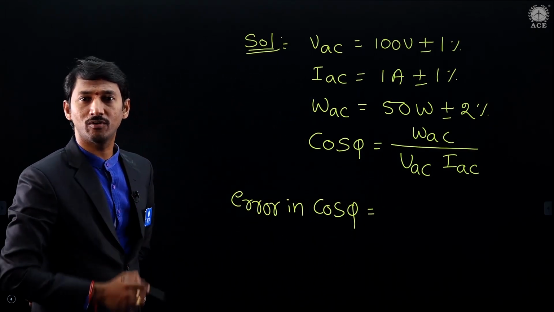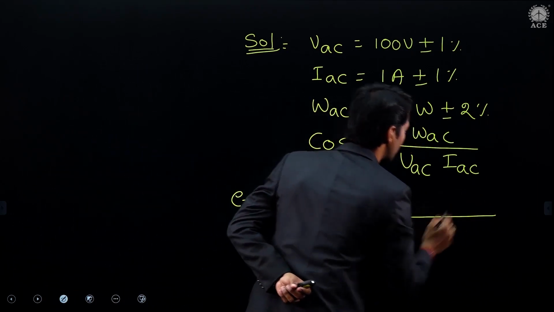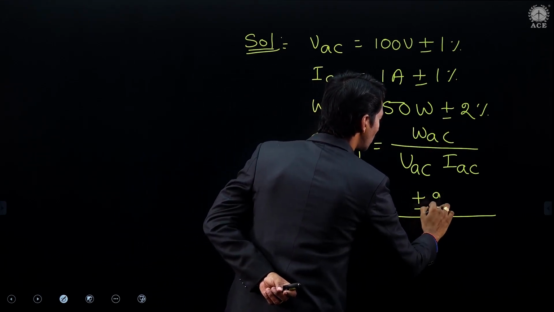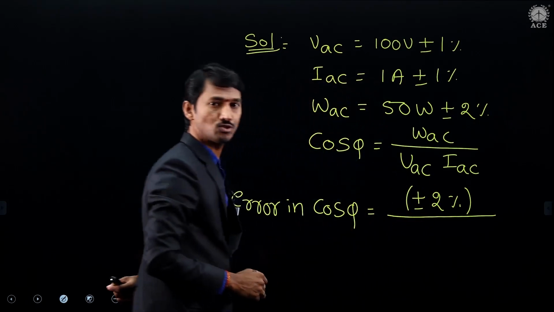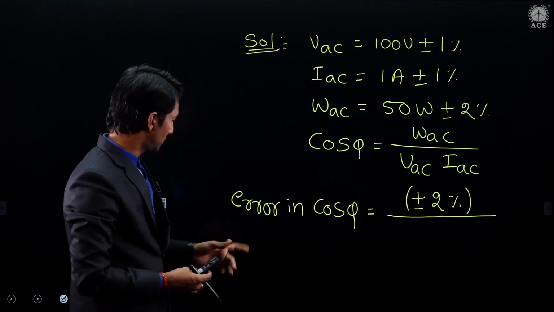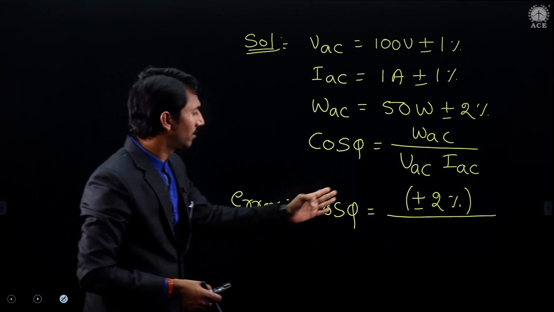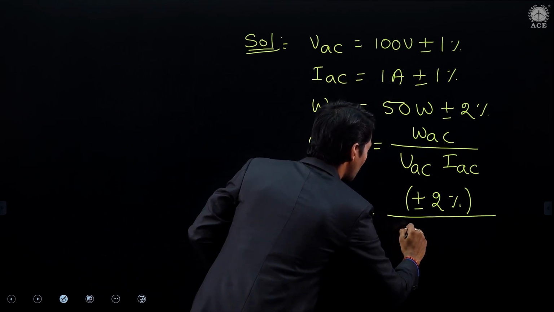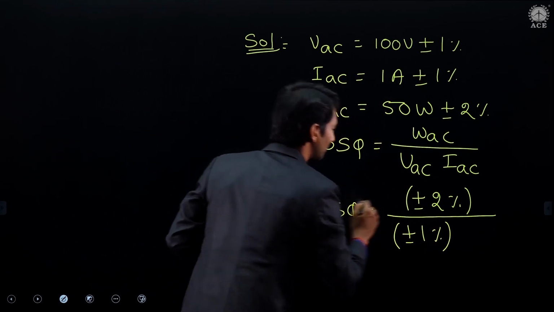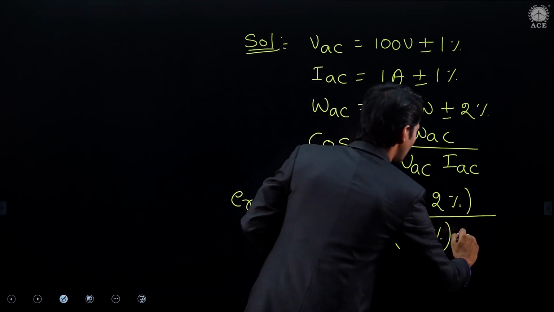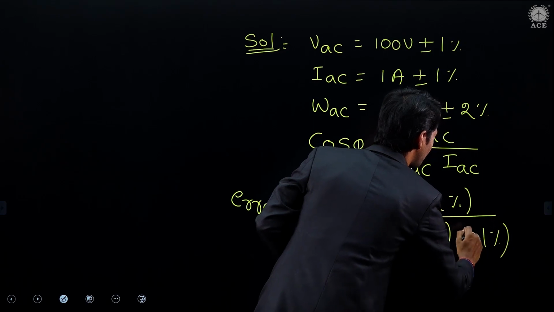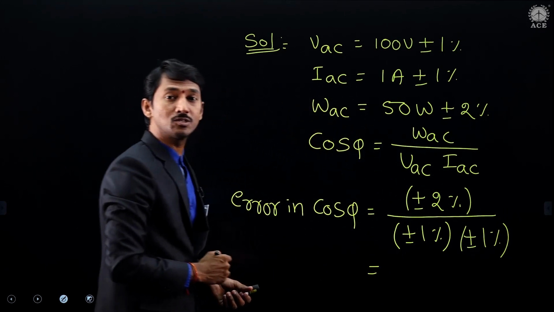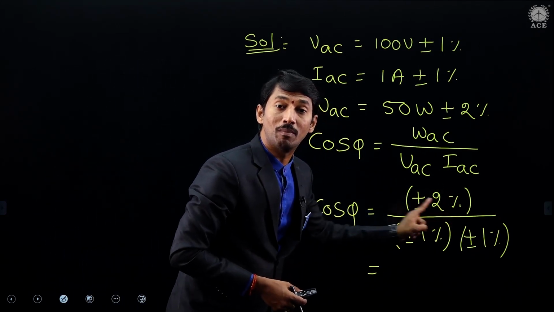In order to find the error in power factor, what do we have to substitute here? Concentrate. Error in power is plus or minus 2%. Here I am not writing the true value, because I have written error in the corresponding value, so we need to substitute only errors. After that, error in voltage plus or minus 1%. Error in current plus or minus 1%. Here, the errors must be added, for division or multiplication operation.